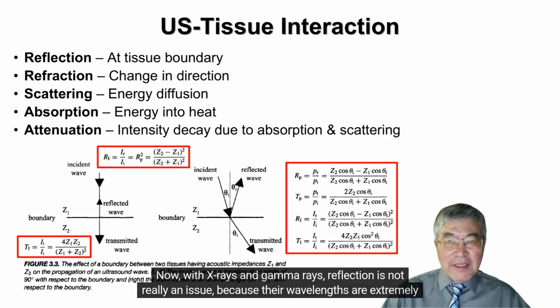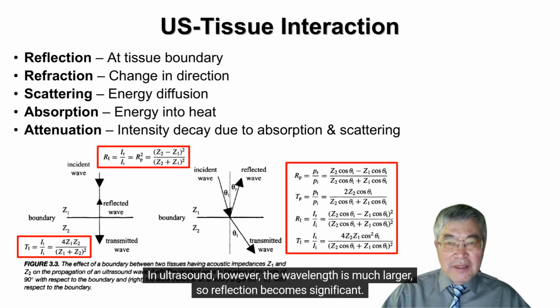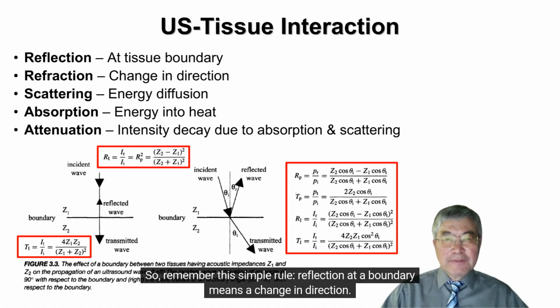Now, with X-rays and gamma rays, reflection is not really an issue because their wavelengths are extremely short and the photons are so energetic that they mostly pass straight through. In ultrasound, however, the wavelength is much larger, so reflection becomes significant. So, remember this simple rule: reflection at a boundary means a change in direction.